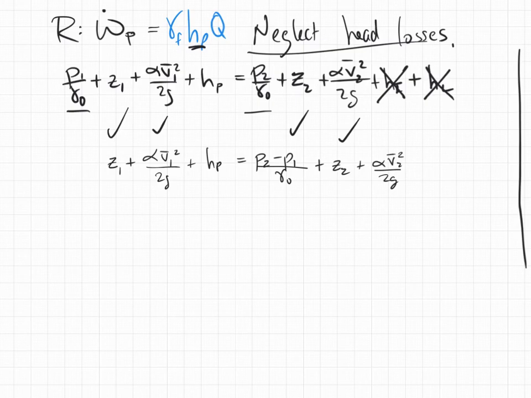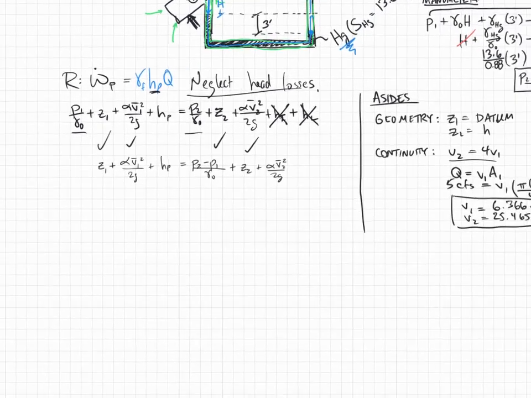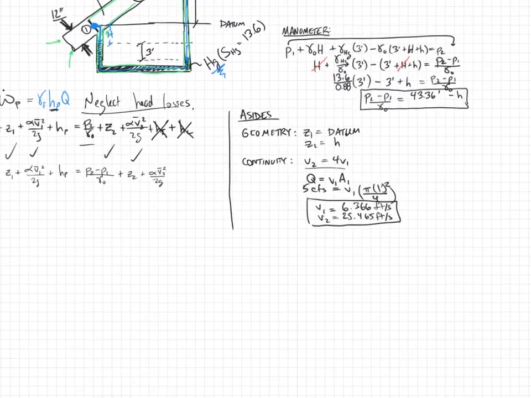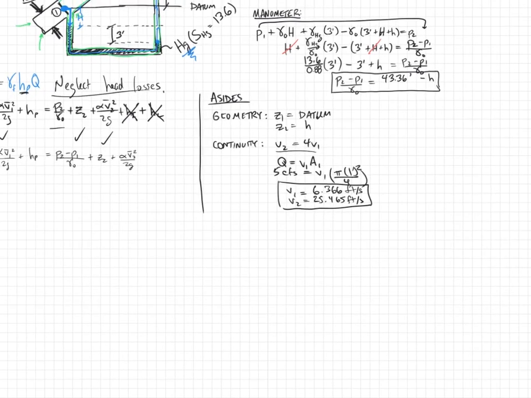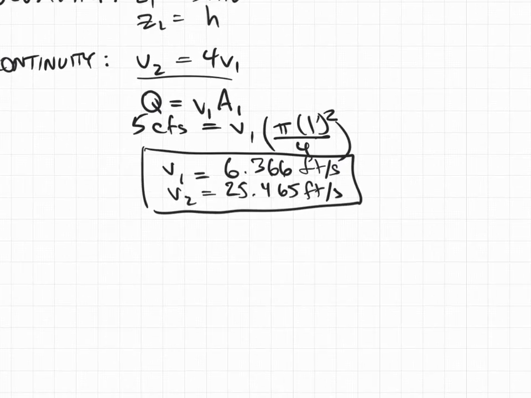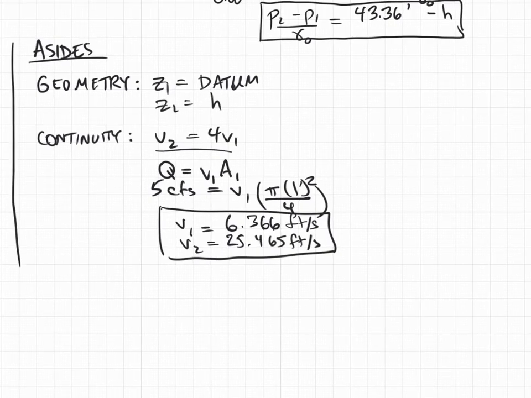Now we need to deal with these alphas real quick. So let's go ahead and deal with the alphas before we get over here. Okay, so now let's get a Reynolds number. This should really come right after we get our continuity, right? Because we know that we're going to need this. So alpha 1 and alpha 2. The Reynolds number is VD over nu.